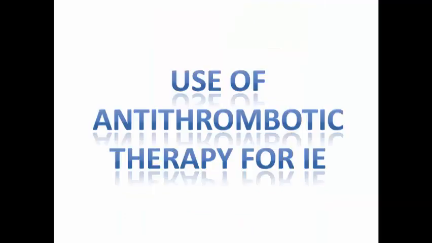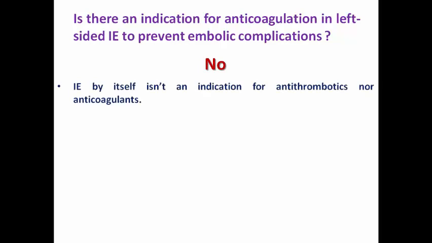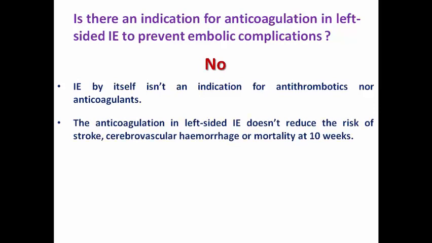There is a big misunderstanding regarding the use of antithrombotic therapy for infective endocarditis. The first question: is there an indication for anticoagulation in left-sided infective endocarditis just to prevent embolic complications? Of course, the answer is no. Infective endocarditis by itself is not an indication for antithrombotics or anticoagulation, because here it will not reduce the risk of stroke, cerebrovascular hemorrhage, or mortality at 10 weeks, but it may increase the risk of cerebrovascular hemorrhage and increase the risk of rupture of mycotic aneurysm.